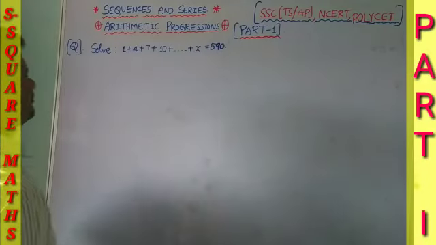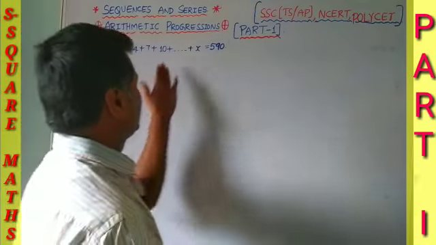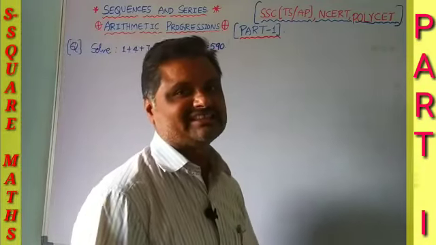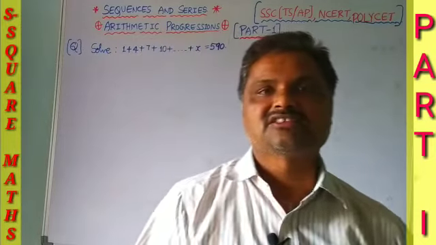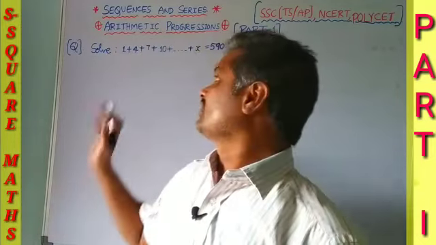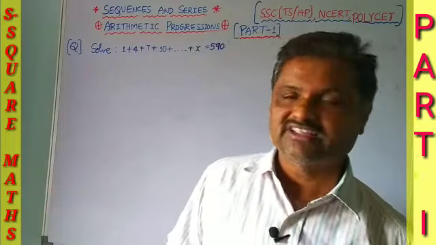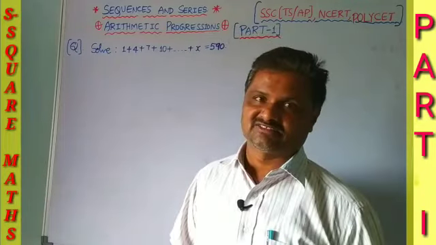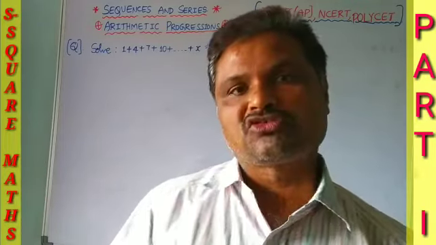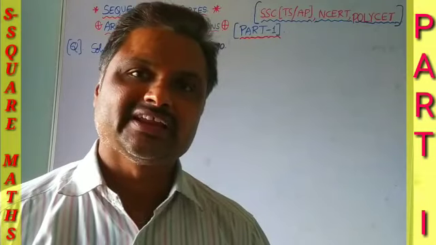Solve 1 plus 4 plus 7 plus 10 plus so on plus x is equal to 590. By seeing this question, many of the students will be in a dilemma. Solve, in the sense, finding the unknown. Here our unknown is nothing but x. So how to proceed with our problem to get the x value?